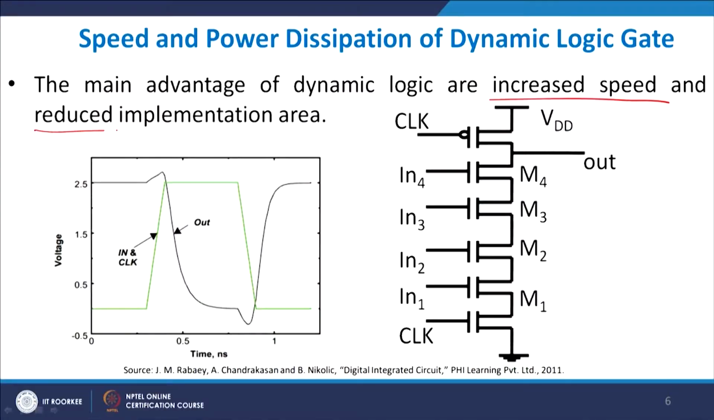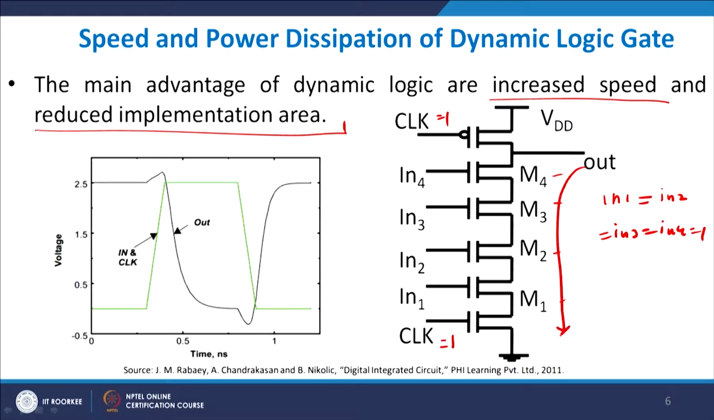The main advantage, as I discussed with you, was increased speed and reduced implementation area because of fewer transistors. However, there is a small problem here. Suppose your input goes high and the clock goes high, then the output should go low, and it does, but the output goes low across M4, M3, M. So, whenever the clock goes to 1, only when in1 = in2 = in3 = in4 = 1 will out discharge through this path, which means that the discharging path offers a large resistance.